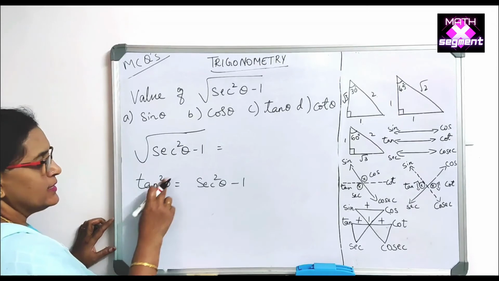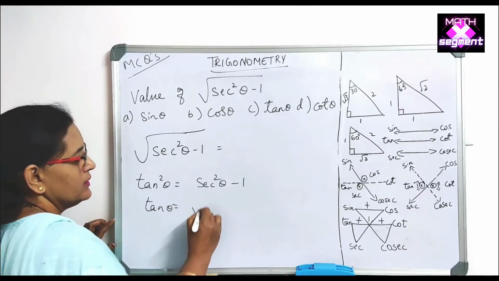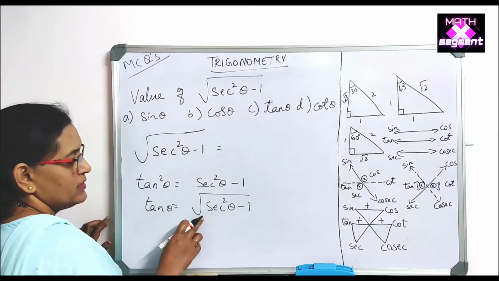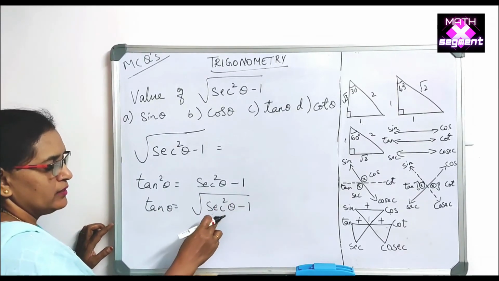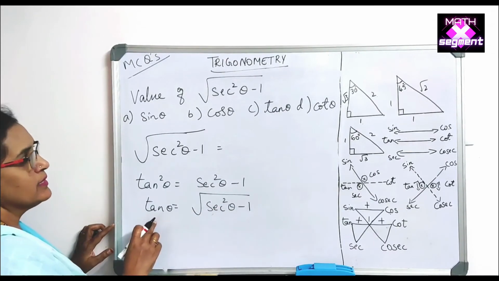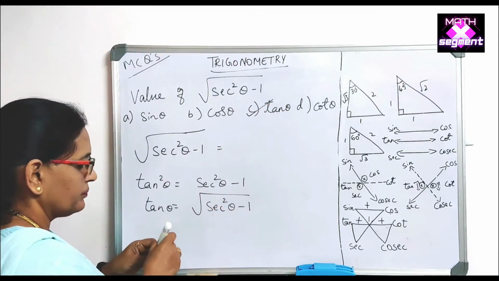Now we don't want tan square theta, we want only tan theta. So tan theta can be written as square root of secant square theta minus 1. So that means the value of square root of secant square theta minus 1 is tan theta. So here tan theta, C option is the correct answer.